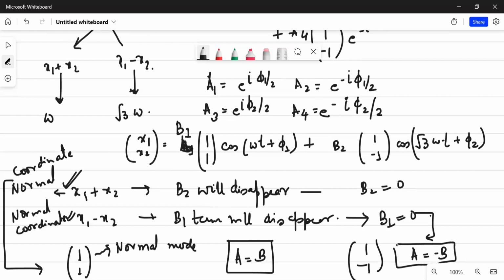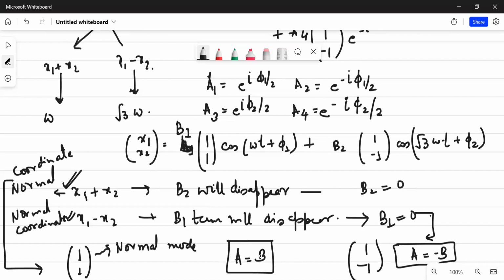So what is happening? The amplitude of x1 is A and the amplitude of x2 is the negative of that. And similarly here, the amplitude of x1 and the amplitude of x2 both are following the same sign as well as the magnitude. Is that clear to you?